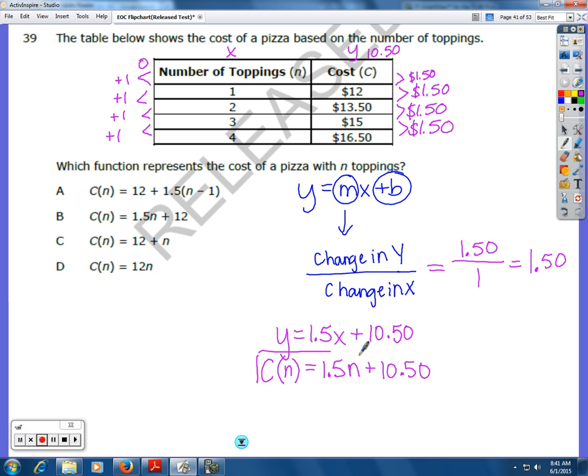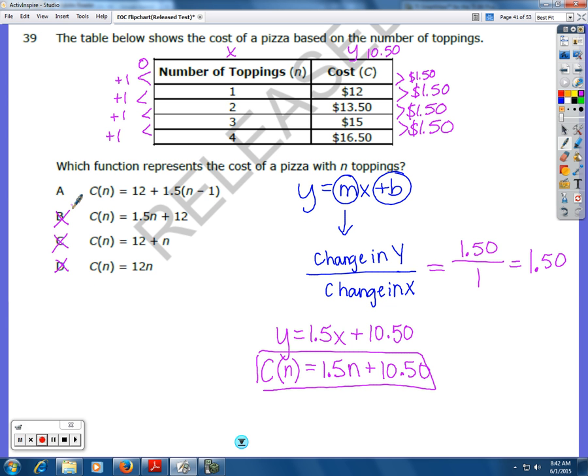Now this is the equation that we get, but if you look, it doesn't actually match up with any of our answers over there. Here's the reason why. First let's eliminate some. For B, it says $1.50 per topping plus $12 to start. We know it's $10.50 to start, so it can't be that one. C just says $12 plus the number of toppings. That doesn't match up with our table at all. That means if you had one topping, it would just be 13. If you had two toppings, it would be 14. And that's not the pattern that we see. D just says 12 times the number of toppings. That means if you had two toppings, your pizza would be $24, which is not what we see up here.